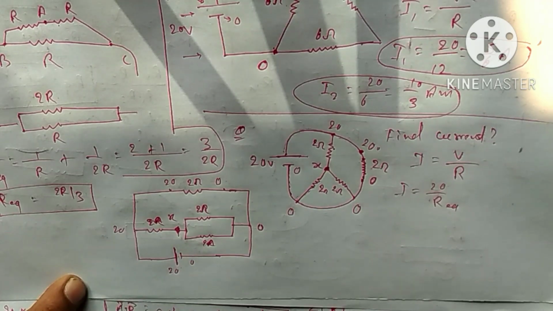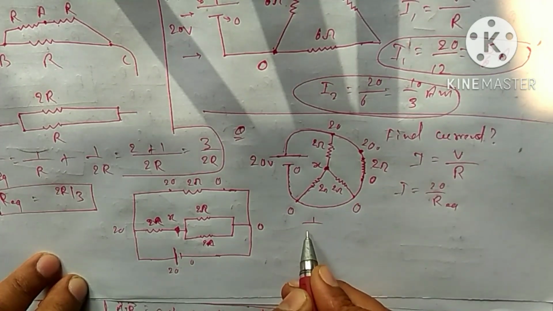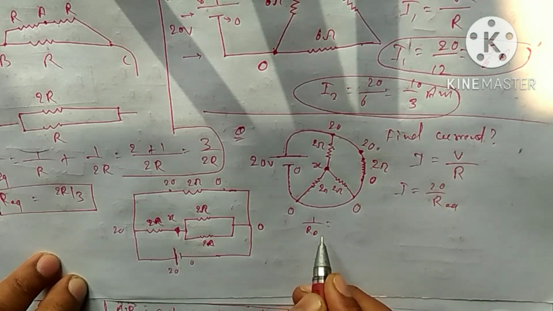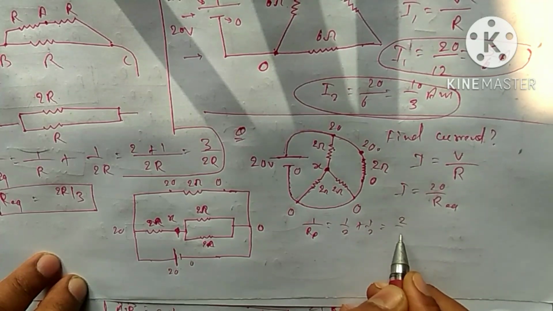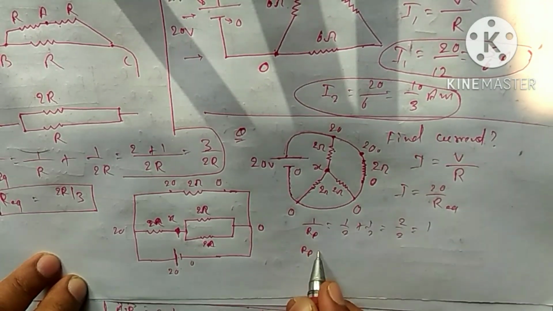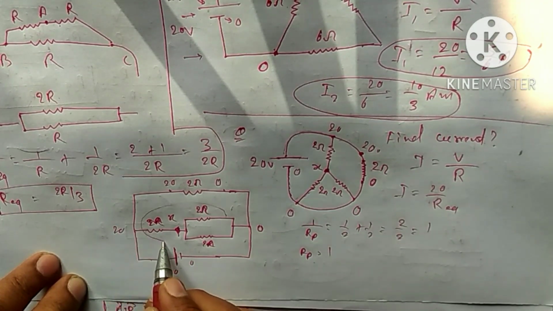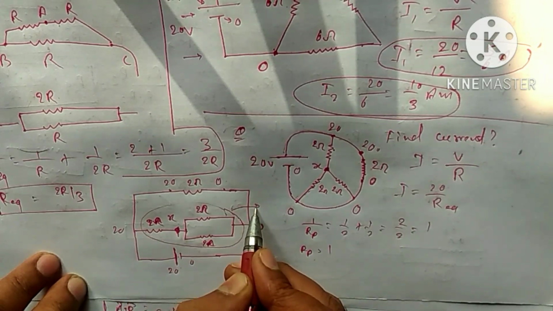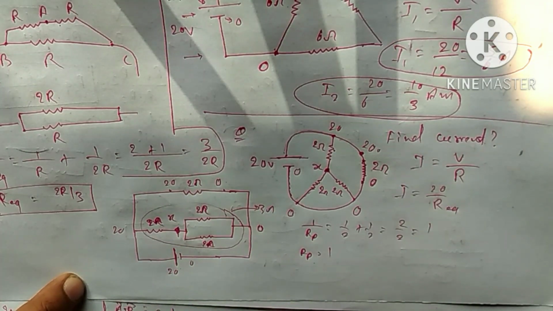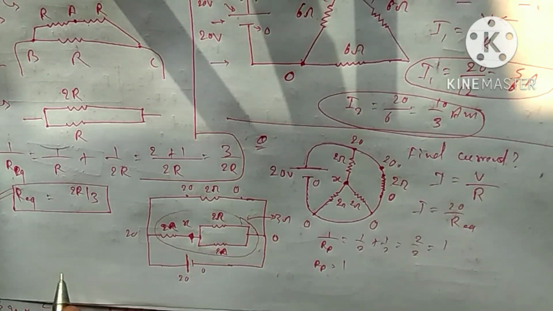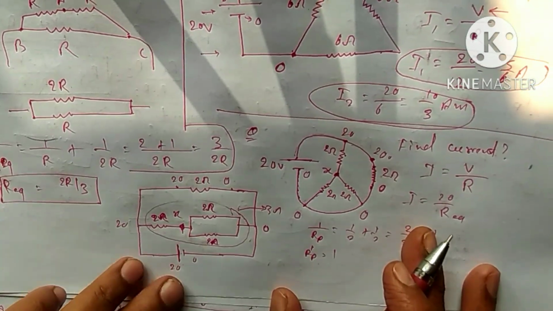So first we find the value of the parallel combination. Looking at the graph, we can see 2 and 2. After finding the value of RP, 1 by 2 plus 1 by 2 is 2 by 2, that means 1. So RP is 1, then 2 and 1 is 3. The entire resistance for that is 3 ohm, and 3 ohm and 2 ohm are arranged in parallel.